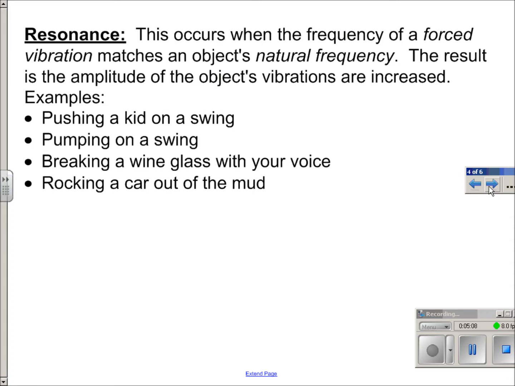So if you want the kid to go higher, you've got to give them a push, right? You've got to give them regularly timed pushes. But the frequency that you need to push the kid at is the same as the frequency that the swing wants to swing at. So you push the kid forward, he swings out, comes back, push. Out, back, push. Out, back, push. So the frequency at which the kid goes out and back on the swing set matches the frequency that you're pushing at. Okay? So that's an example of resonance.